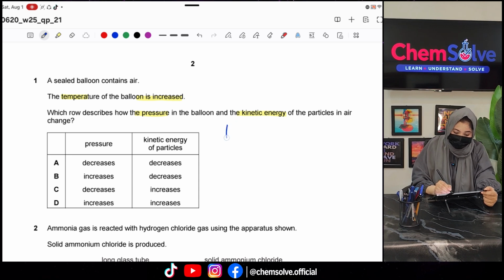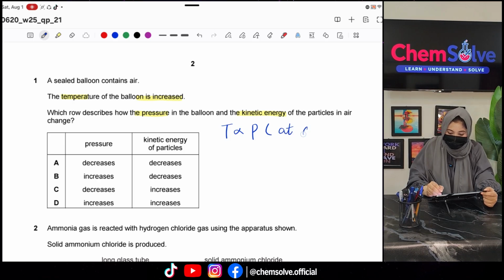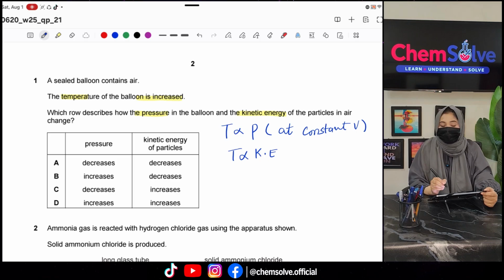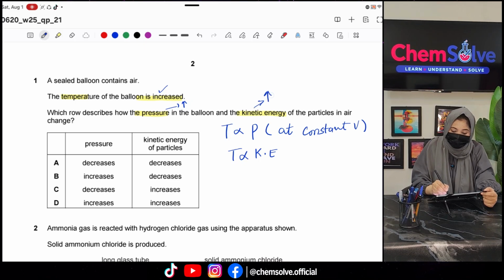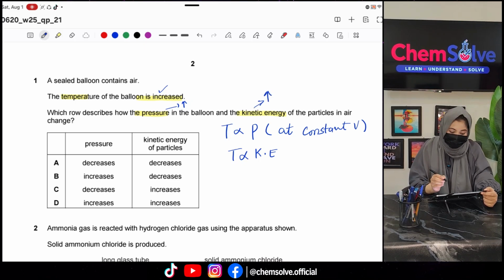Temperature is basically directly proportional to pressure at constant volume, and temperature is also directly proportional to the kinetic energy of the particles. So if we are increasing the temperature, it means pressure would also increase and kinetic energy would also increase. Both of them will increase.